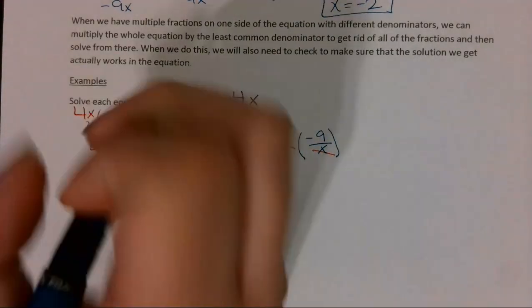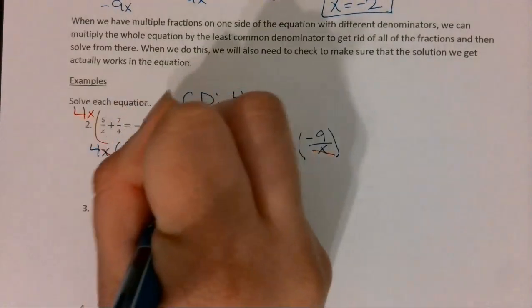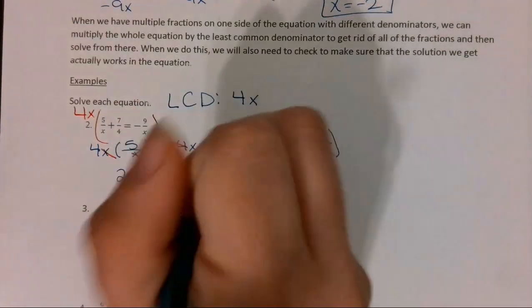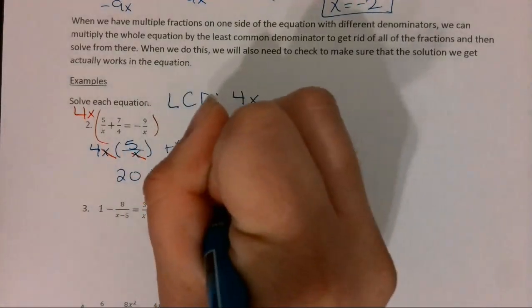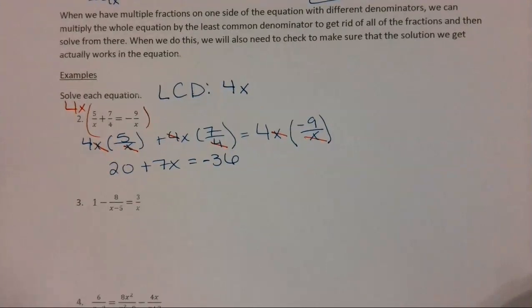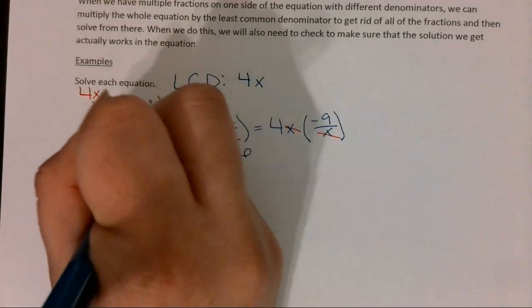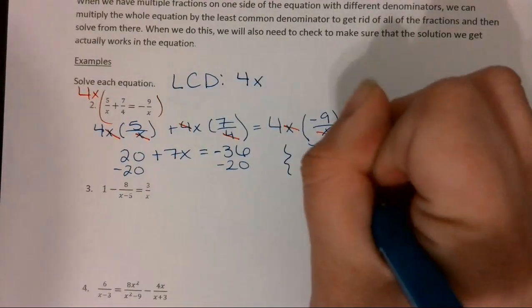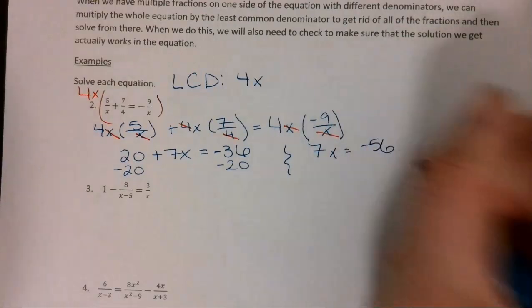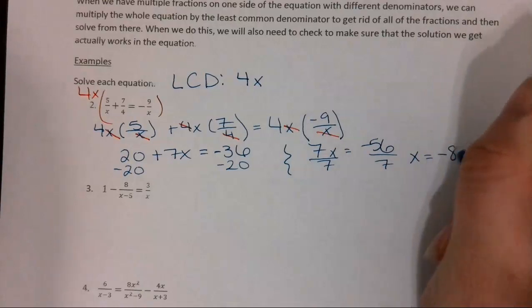Then I'm left with 4 times 5, which is 20. X times 7, which is 7x. And on the other side of the equation, I have 4 times negative 9, which is negative 36. Then I want to subtract 20 on both sides. And I get 7x equals negative 56. I divide by 7. X equals negative 8.